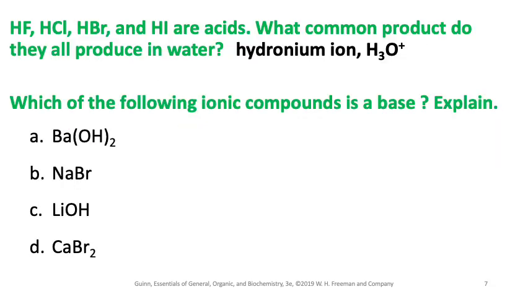So now let's try to do some problems based on the concepts that we just understood from the previous slides. The first problem says HF, HCl, HBr and HI are all acids. What common product do they all produce in water? We already know by the Arrhenius concept that if any compound behaves as an acid, and you dissolve that acid compound in water, it's always going to produce the hydronium ion, H3O+. So we'll take an example of HF reacting with water.